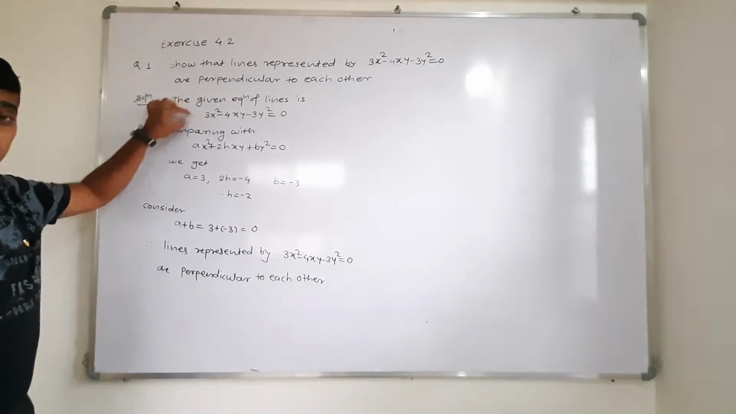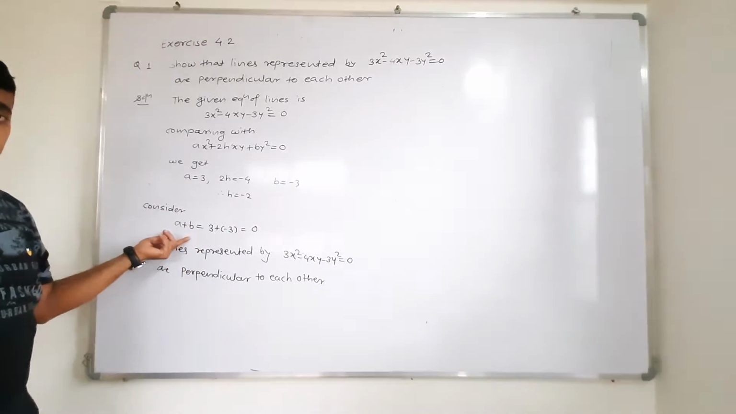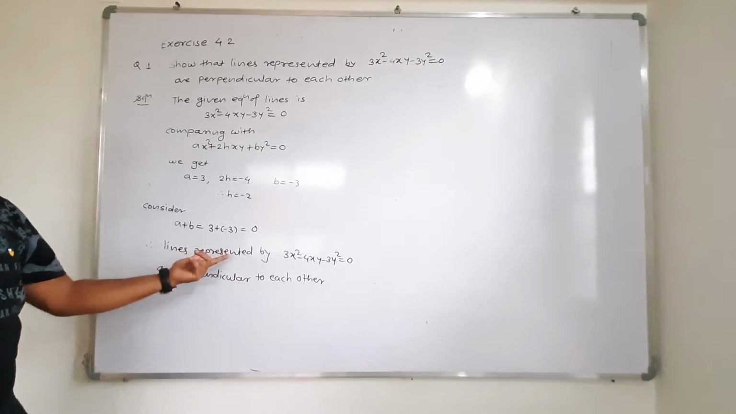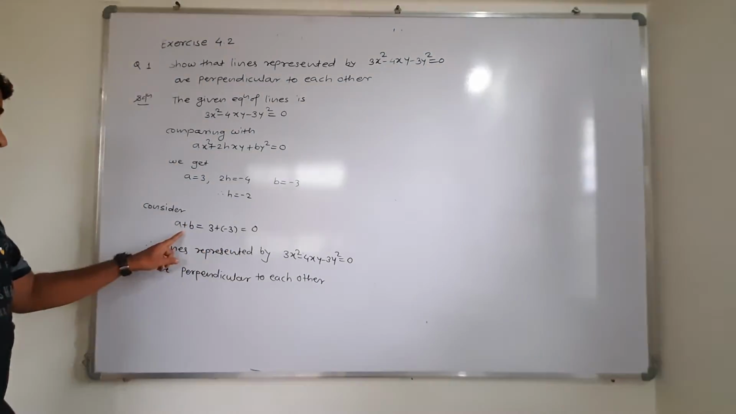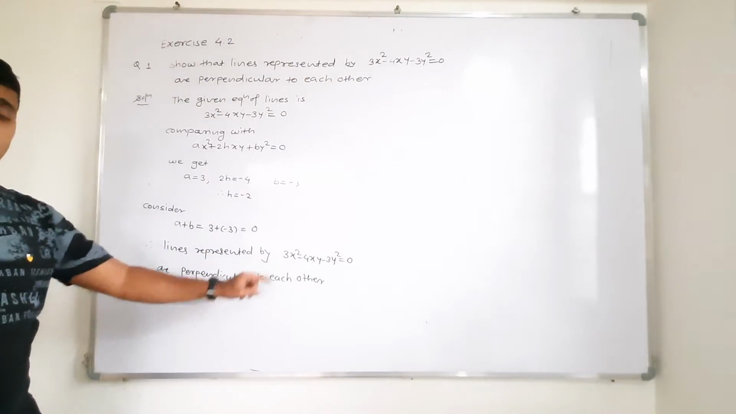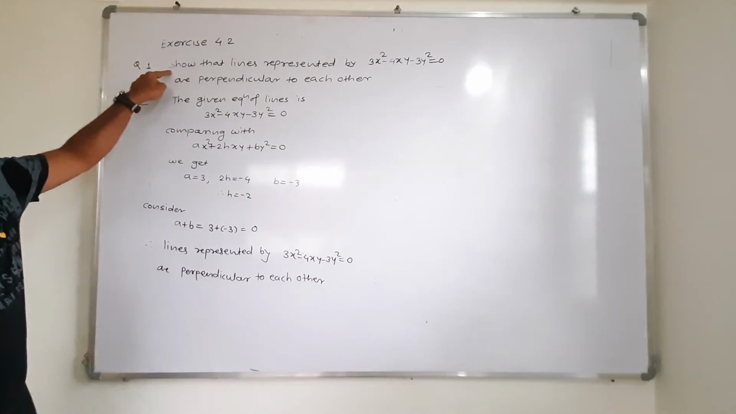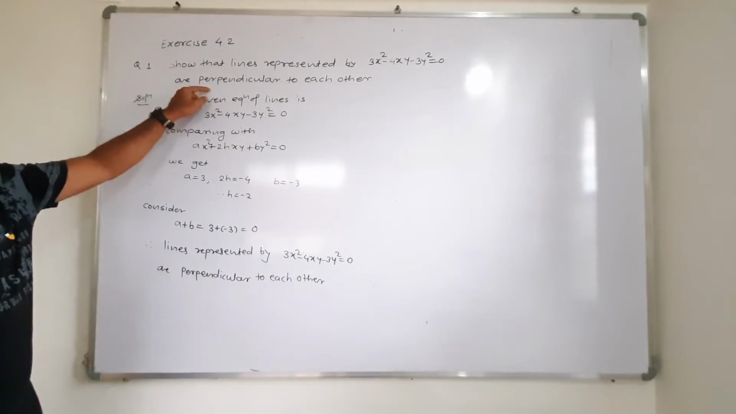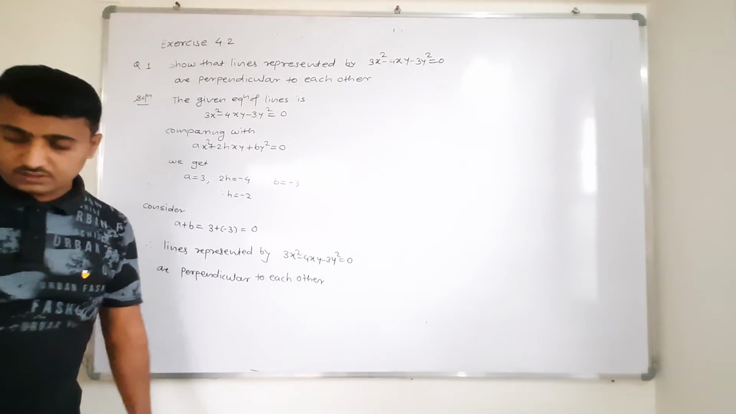Given the equation, compare to find a, h, b. Consider a plus b: if it is 0 then lines are perpendicular, if it is not 0 then lines are not perpendicular. We get a plus b is equal to 0. Therefore lines represented by this equation are perpendicular to each other. The question is show that the lines are perpendicular, so just check the condition, a plus b is equal to 0 or not. Yes.